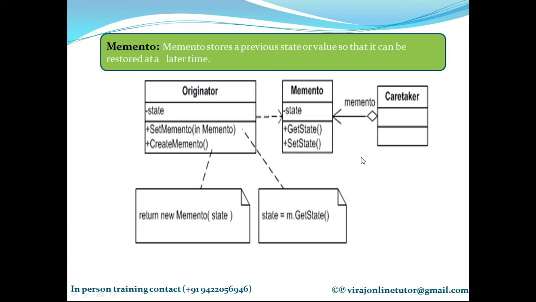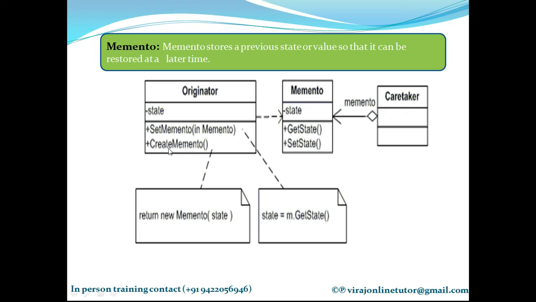So I have here a UML diagram wherein there is one class called originator. The originator will have a state associated with it. There is a set memento function which accepts a memento object from outside. It gets the state of that object and sets it to the state of the originator.